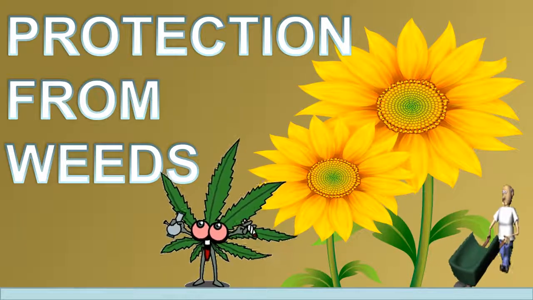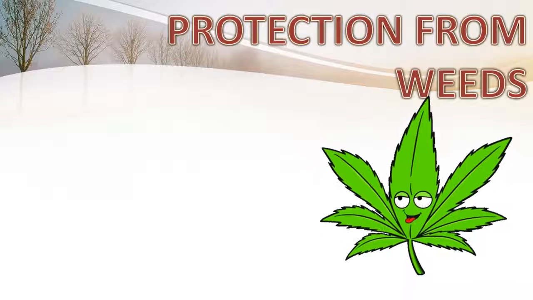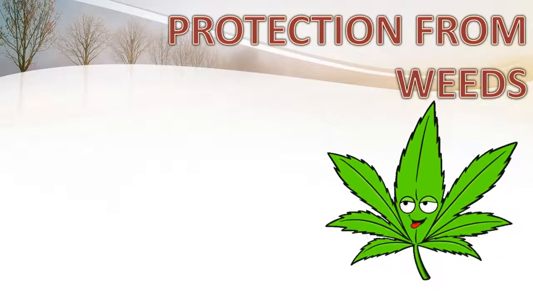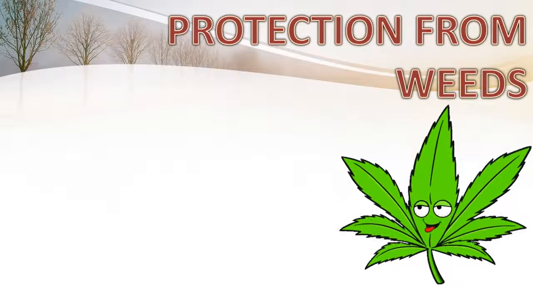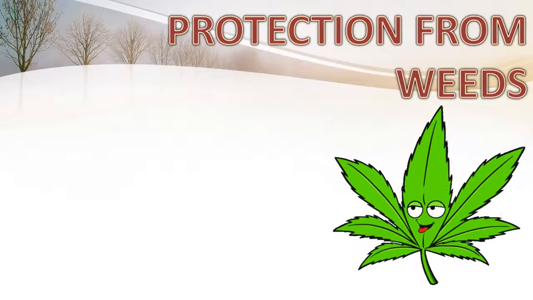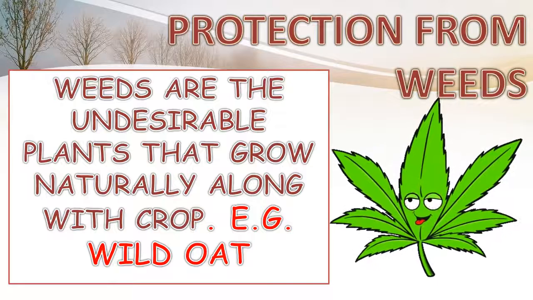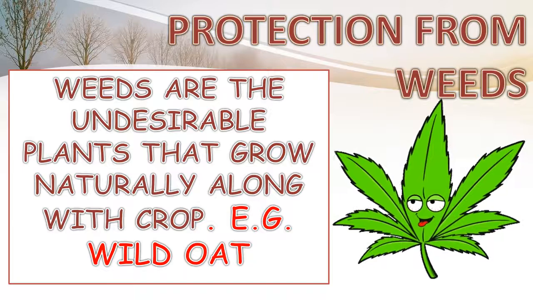Protection from weeds. In the last class, I used the term weed. Today, I will tell you what a weed is. When we grow a crop in a field, we must have noticed that there are some other plants that grow alongside the crop. These plants are actually weeds. Weeds are undesirable plants that grow naturally along with the crop. Example: wild oat.